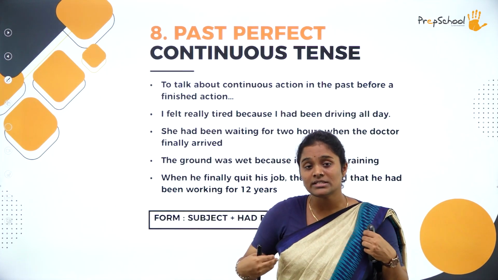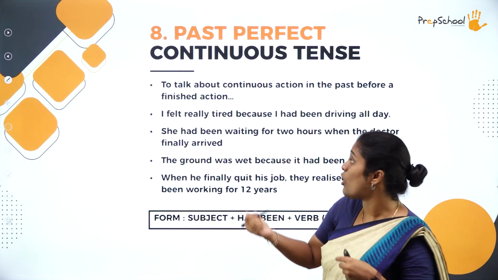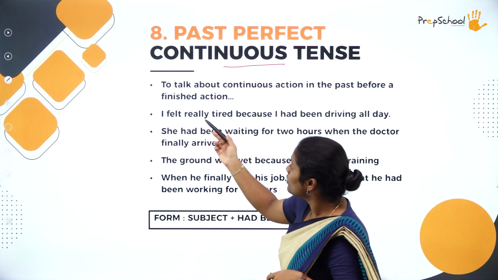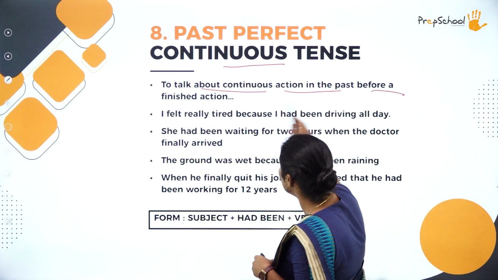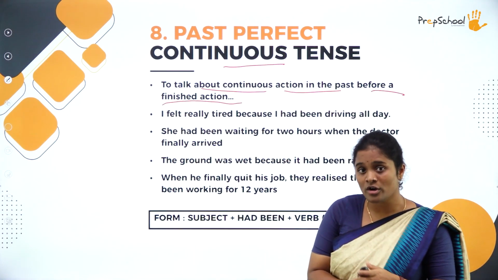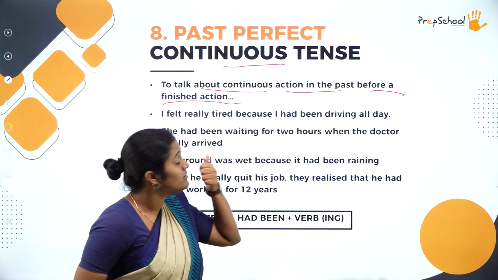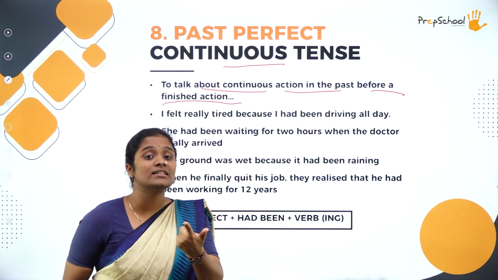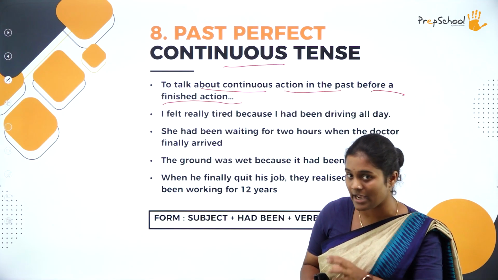How do you know it is continuous? There is not just had, as in past perfect, but along with that, whenever there is continuous, you know that it is ing, right? So to talk about a continuous action in the past, before a finished action, there is one finished action because, of course, had is there, right? Past perfect is there. And then there is another continuous action. It's a combination of one finished action and one continuous action.